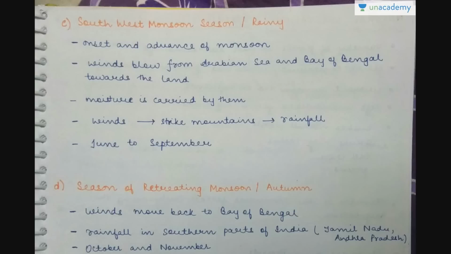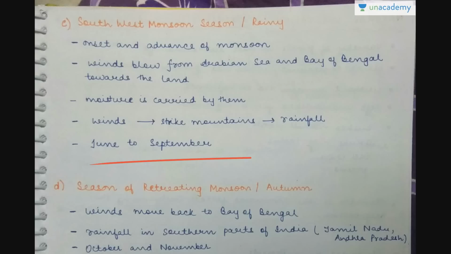Then the southwest monsoon season or the rainy season. It happens when there is onset and advance of monsoon, and the winds blow from the Arabian Sea and the Bay of Bengal towards the land. Because of this blowing of wind, they carry the moisture along with them. When these winds carrying moisture strike the mountains, rainfall takes place. Usually the months for this rainy season are June to September.